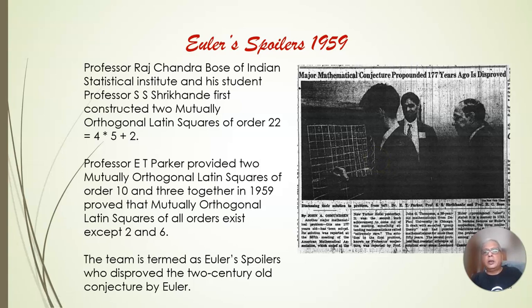For 200 years, the conjecture remained unsolved. But then, in 1959, Professor Raj Chandra Bose and his student Professor Shrikhande first constructed an order 22 Greco-Latin square, disproving Euler's conjecture. And Parker also, using computer-created order 10 Greco-Latin squares, and the three together proved that Greco-Latin squares exist of all orders except 2 and 6. The team is known as Euler Spoiler, and the news came up on the front page of the New York Times.